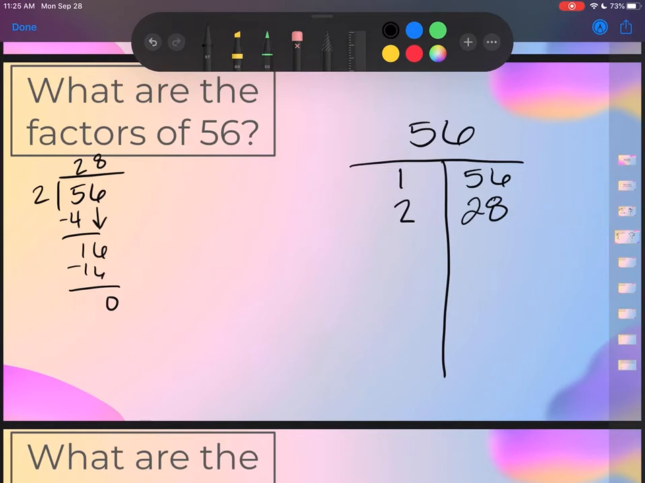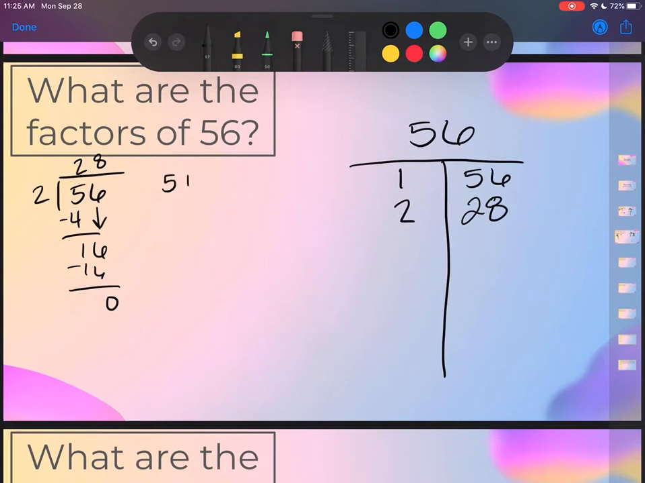So when we're dealing with factors and divisibility, they go hand in hand, right? We're basically using opposite operations. So 2 times 28 was 56. What about 3? In order for a number to be divisible by 3, its digits need to add up to be a multiple of 3.